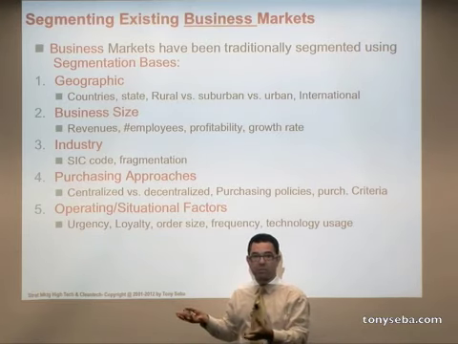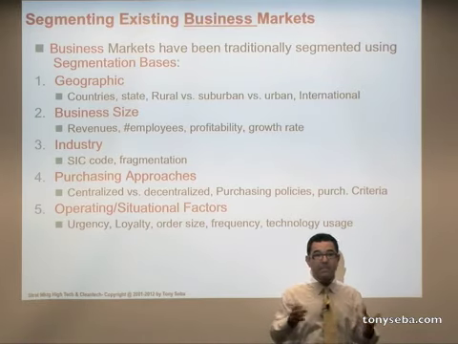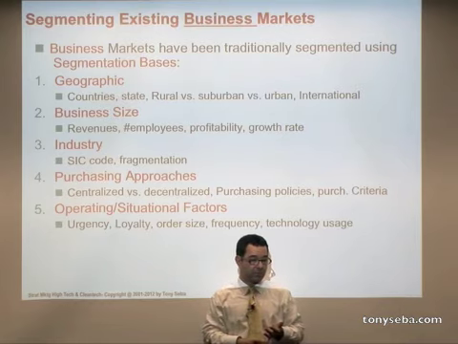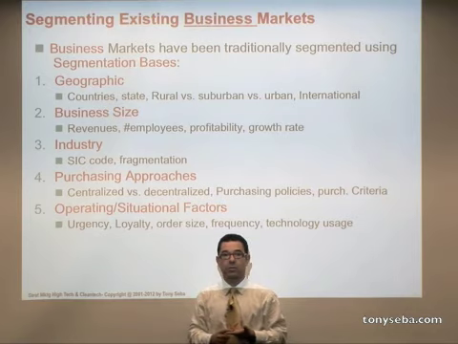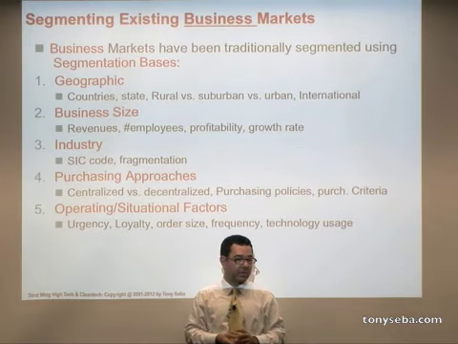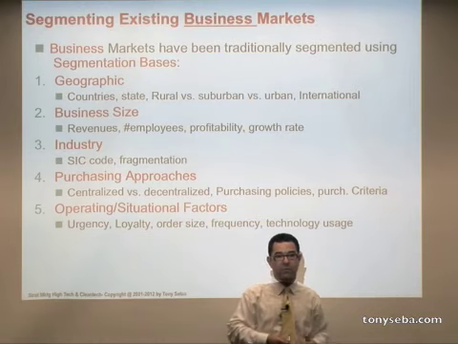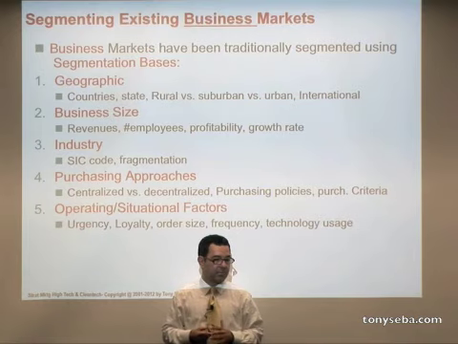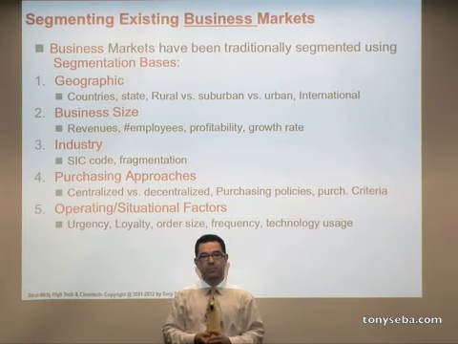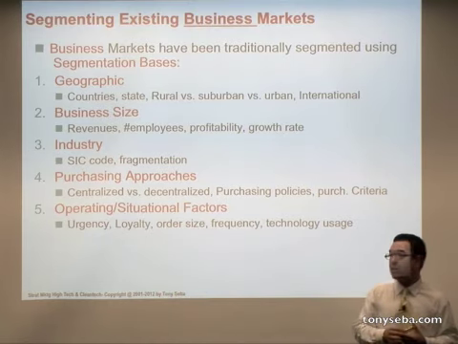Okay. So business markets have slightly different bases to segment. So geographic, just like consumer, but here business size, number of employees, revenues, profitability, growth rate, and so on and so forth. So that's one way in which you can segment markets, by industry. SIC code is the government code for every single business in the nation, by urgency, et cetera. So these are all ways in which companies segment markets.